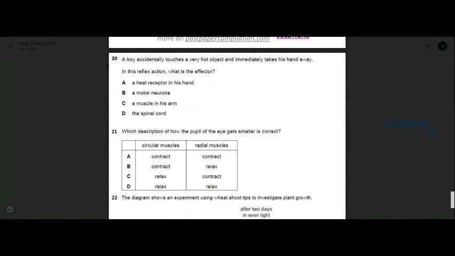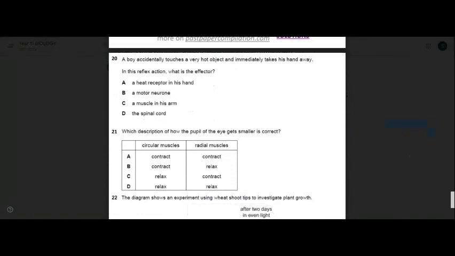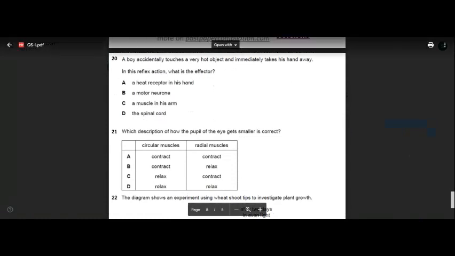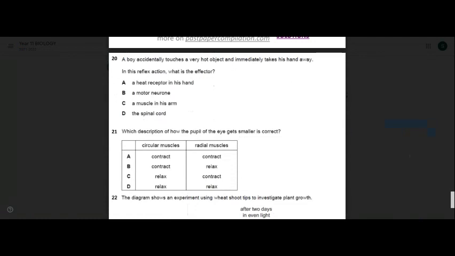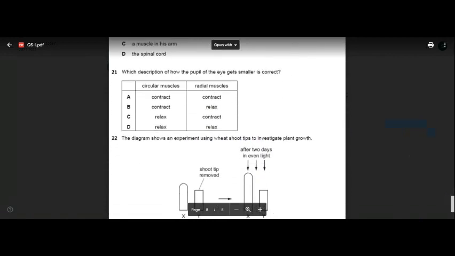So the effector, we had receptor and effector. The receptor is your skin. I mean the cells on your skin that touch that object. And when he accidentally touches the object, he immediately takes his hand away. You're just moving your hand. This is the effect. This is your reaction. But the effector is a muscle in his arm, because you are moving your arm, a muscle. So actually the motor neuron is connected to the effector, which is a muscle. So the motor neuron is connected to the muscle, and the muscle is the effector here, not a gland, not anything. So C is the answer.